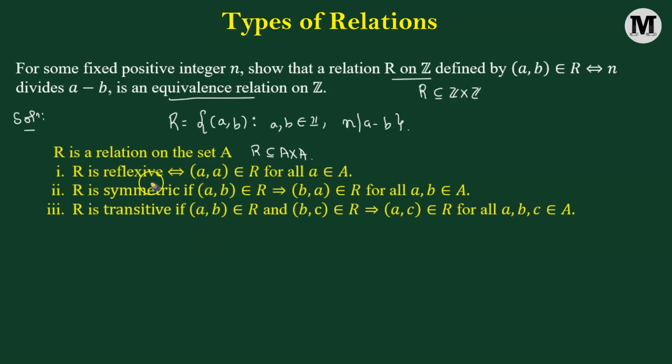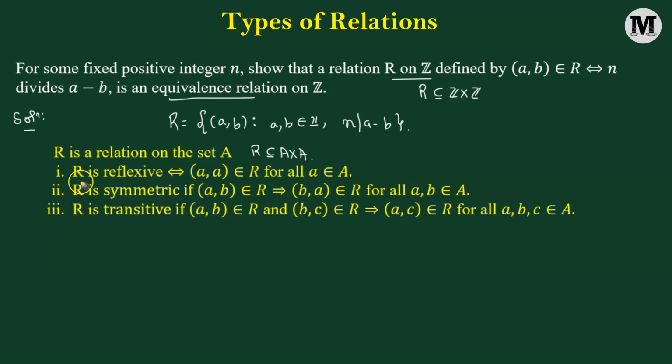Then our relation R is going to be reflexive if and only if the ordered pair (a, a) belongs to the relation R for all values of a belonging to the set A. Then R is going to be symmetric if the ordered pair (a, b) belonging to the relation R implies that (b, a) also belongs to the same relation R for all values of a and b picked from the set A. And finally, R is going to be transitive if the two ordered pairs (a, b) and (b, c) belonging to R imply that (a, c) also belongs to the relation R for all values of a, b and c picked from the set A. Okay, we'll check each of them one by one.